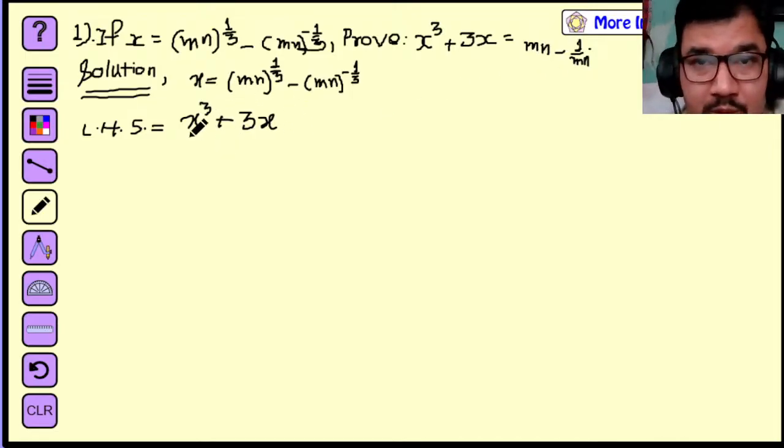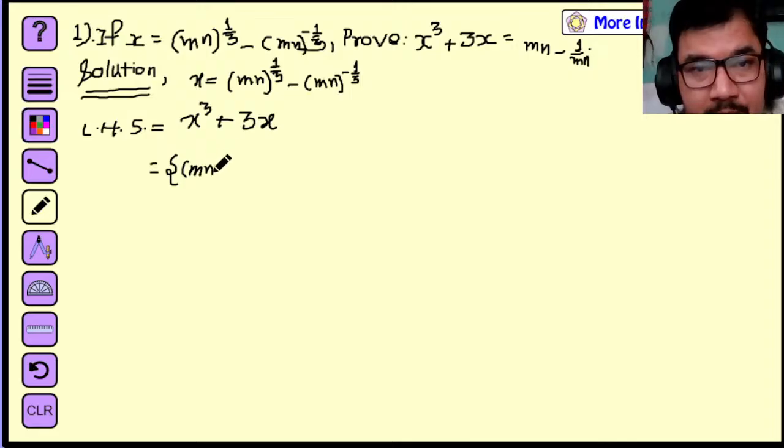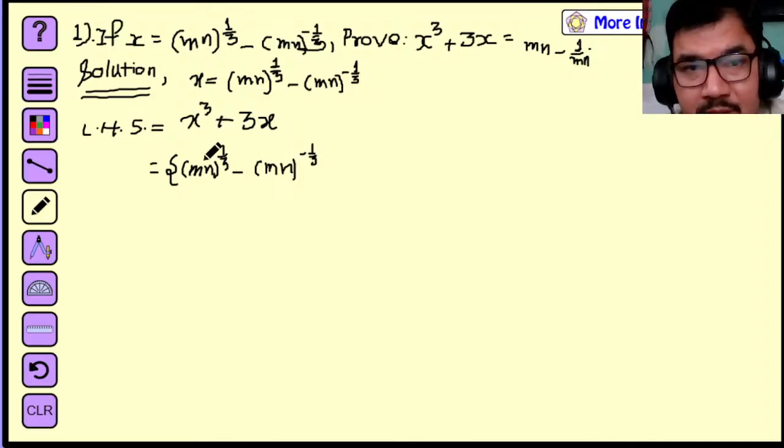And children, look there, as we know, here is x value. In place of x we can put the given value, both two terms. Then we can put in bracket, like this, curly bracket. And x means what is here, write it same. The x value is given there, mn, its whole power is 1 by 3, and minus, mn, its whole power is minus 1 by 3. This is the value of x we put here.